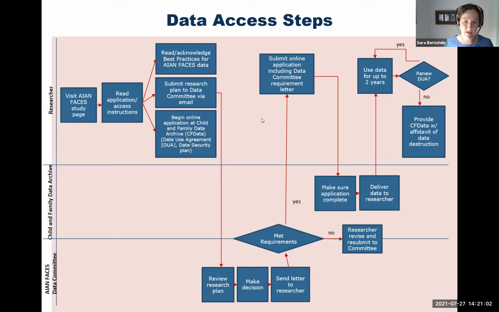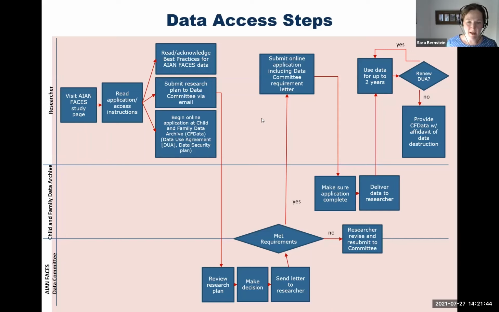Typically, the full data committee doesn't review applications. It's usually like 2 or 3 members. They review the research plan. They make a recommendation about, I think, whether to grant access or things that they might like to see before granting access. And then a letter is sent back to the researcher, letting them know that they've met the requirements for access, or that they need to do a few more things before access is granted. So if the requirements are not met, the researcher can then revise and resubmit their plan to the committee.